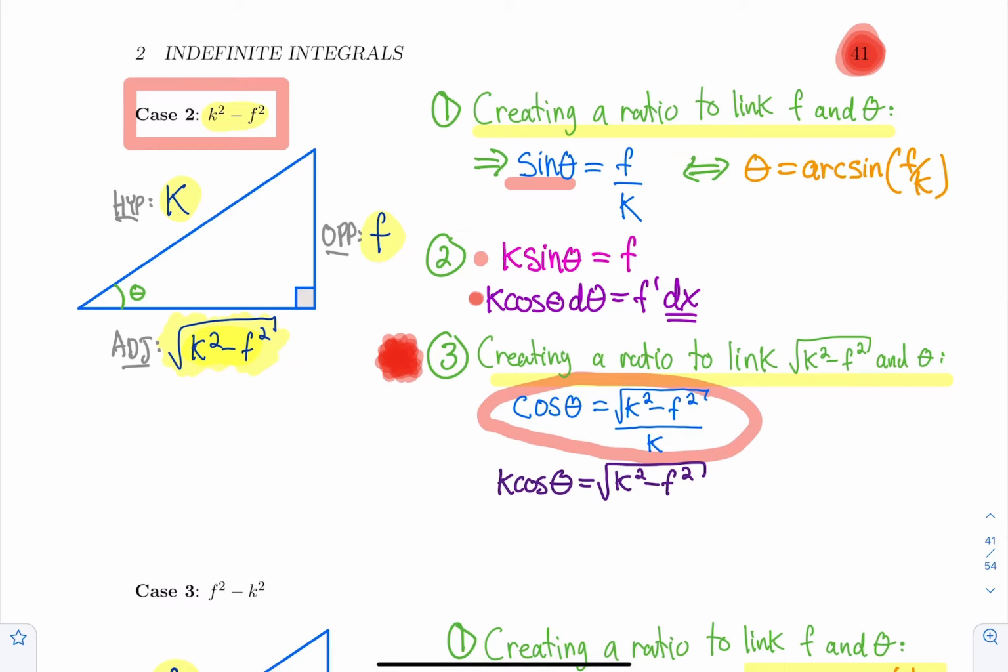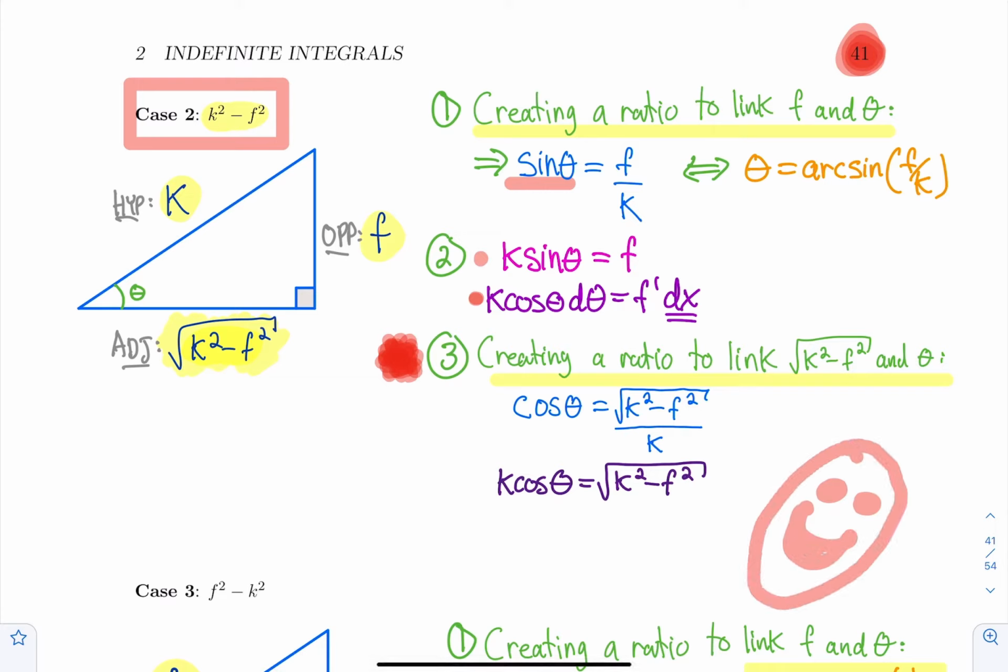So for the square root, you're going to use adjacent and hypotenuse. So the best ratio for that is cosine: the square root of k squared minus f squared over k. If you isolate the square root, k cos theta is your formula for the square root of k squared minus f squared. So this is the setup, and this needs to be done perfectly well organized in order to move forward. All right, let's do an example together of a case 2.